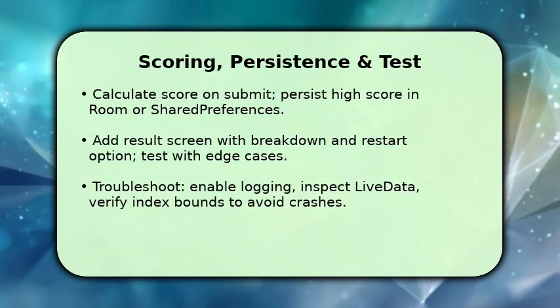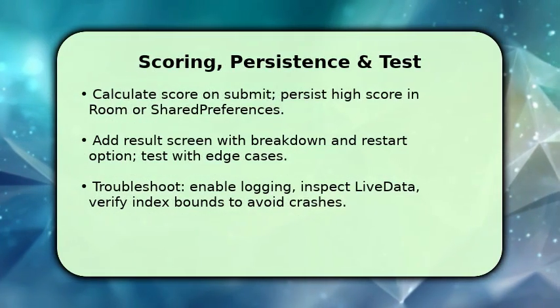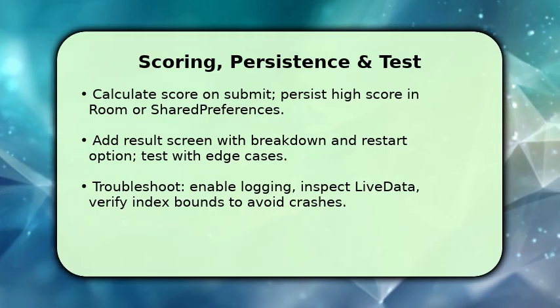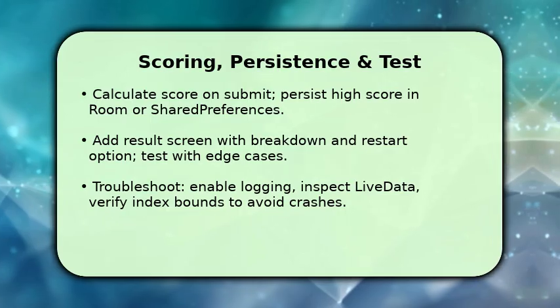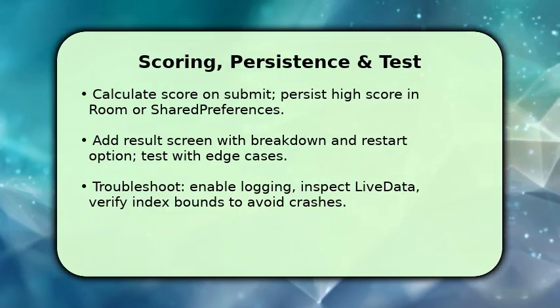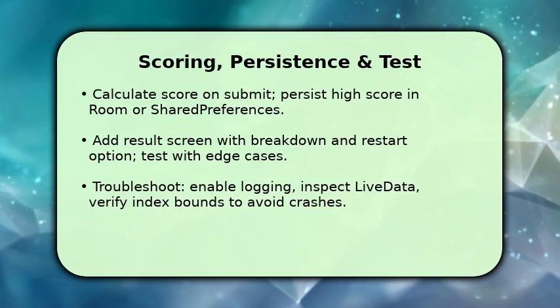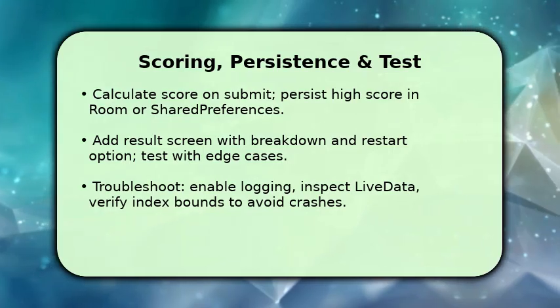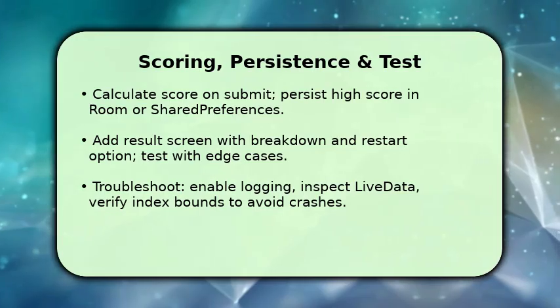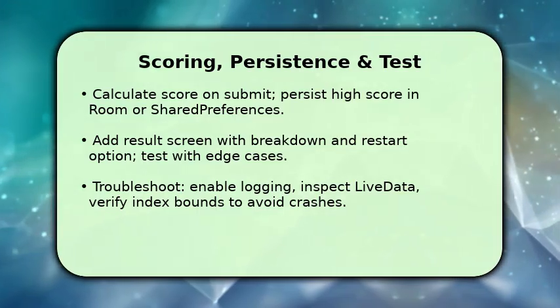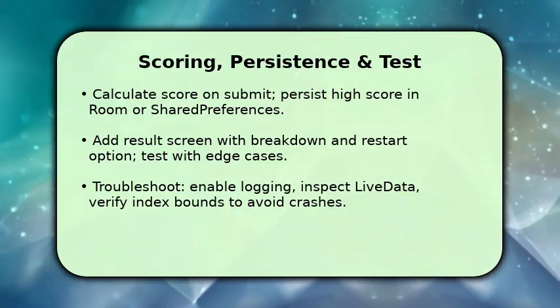Finish by implementing score calculation and result presentation. When the user submits, compare selected answers to correct indices, update score, and persist a high score either in Room or shared preferences. Build a result screen that shows correct count, a per question breakdown, and a retry button that resets ViewModel state. Once done, run instrumentation and unit tests for logic and UI.